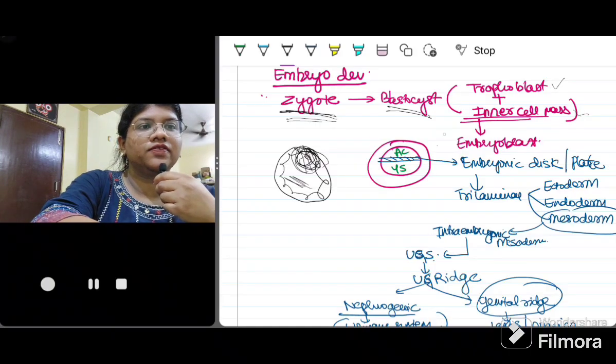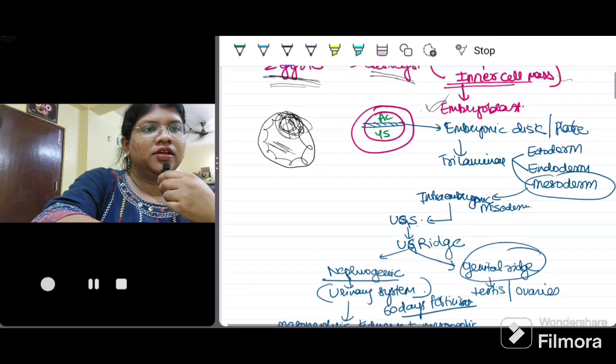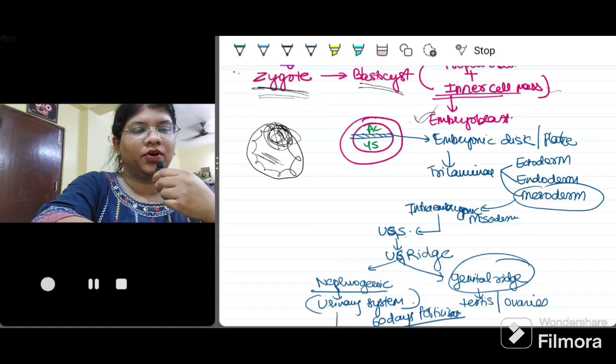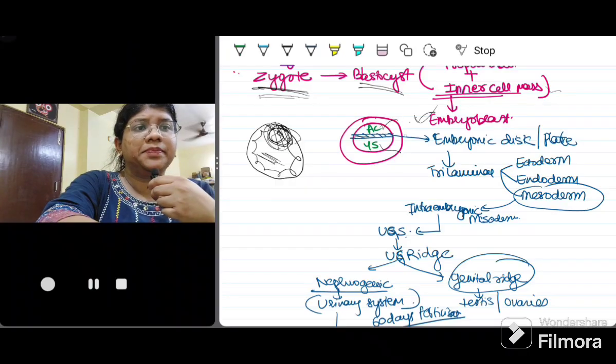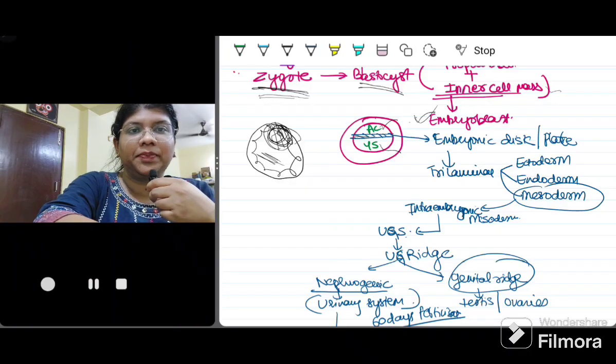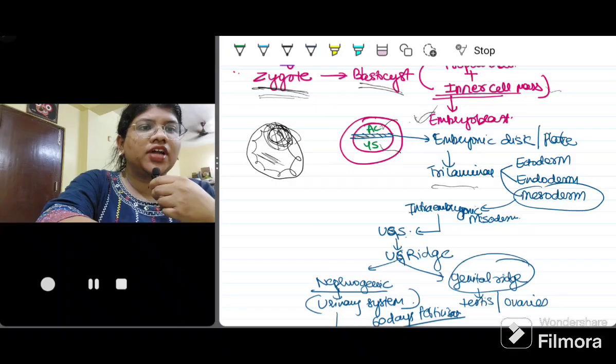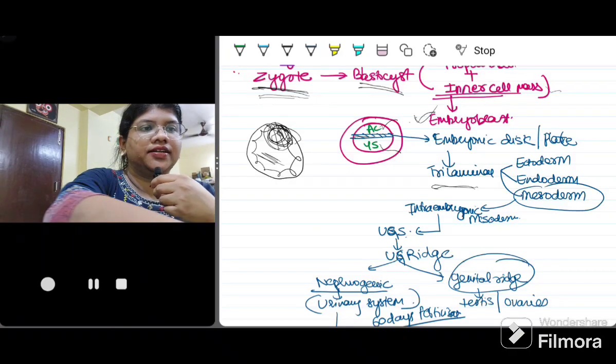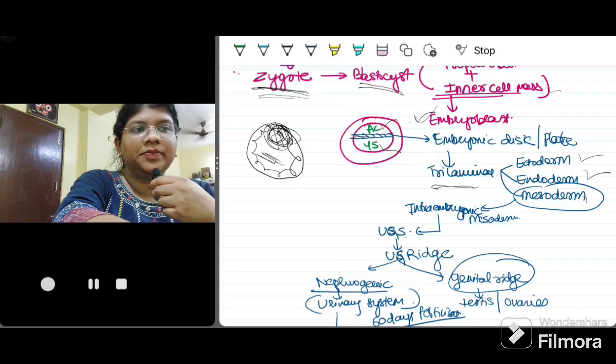The inner cell mass will give rise to the embryoblast. How does embryoblast form? So here, this is the embryonic disc. Embryonic disc starts forming in between and divides this blastocyst cavity into two cavities. One is the amniotic cavity and the other one is the yolk sac. This embryonic disc is also known as embryonic plate. This is trilaminar in origin, that means it contains ectoderm, endoderm and mesoderm.